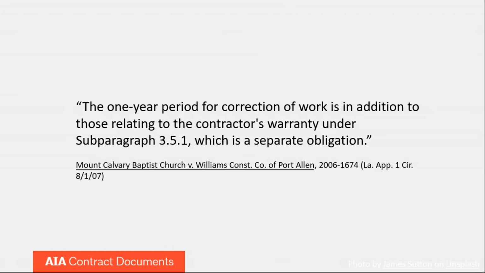Practically speaking, this means that Mount Calvary, the owner, cannot require Williams to come out and fix the work, but they sure can sue them and get damages for the loss or for the amount to correct the work by a separate contractor. And that is an obligation that continues until either a statute of repose or a statute of limitations is achieved. Certainly none of those were achieved after just a little bit over a year into the project.